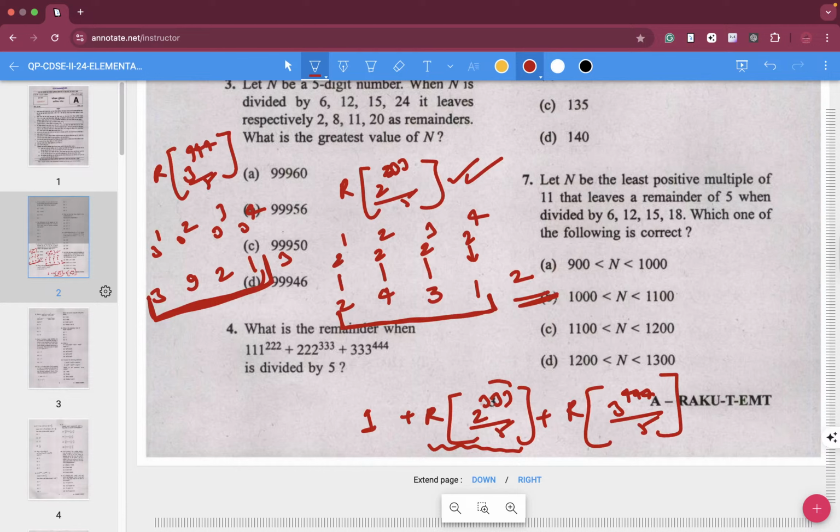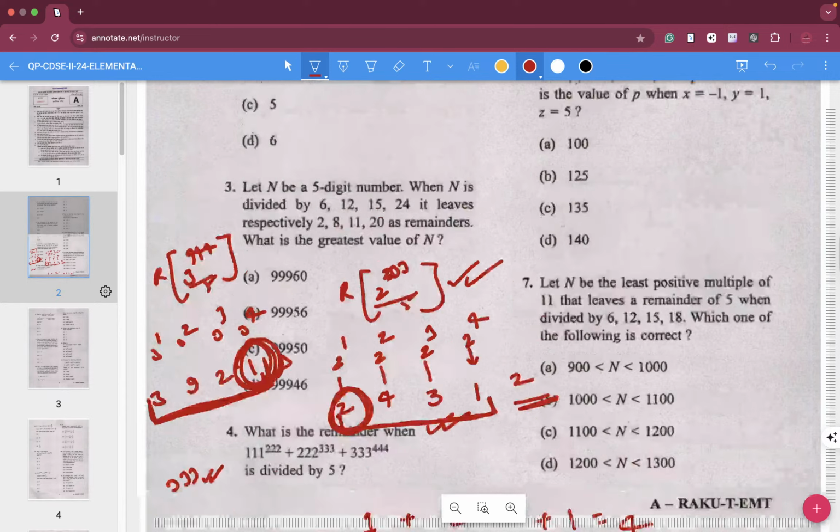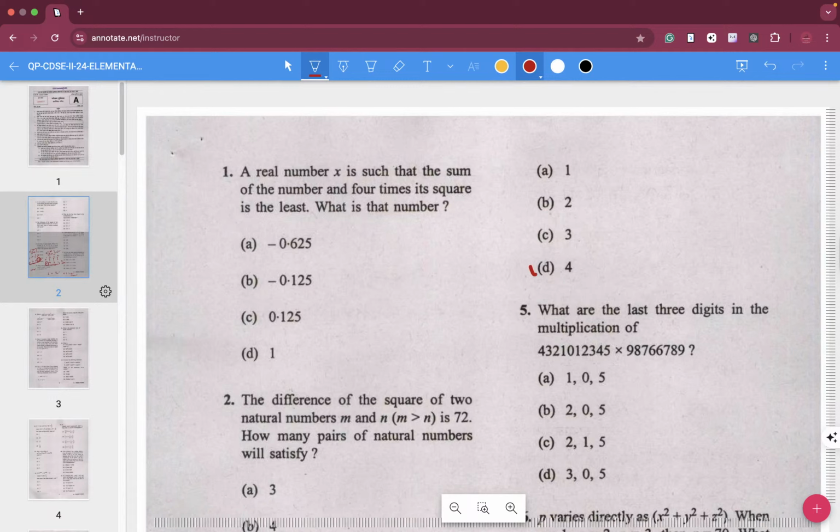So for 2 raised to the power 333, up to the 332nd power it will complete the cycles, and then the next one comes, which is 2. So the remainder here will be 2. For 444, which is divisible by 4, it makes a complete cycle, so the remainder will be the last one, which is 1. So 1 plus 2 plus 1, 4, is the remainder. So 4 is the answer to this question, folks.